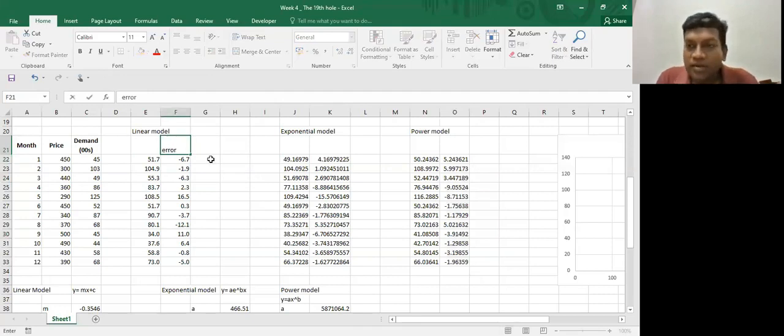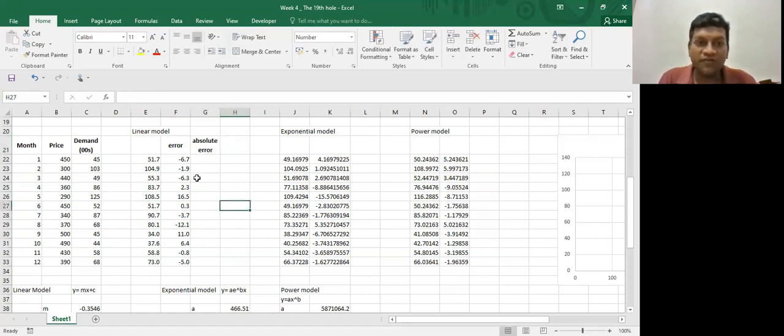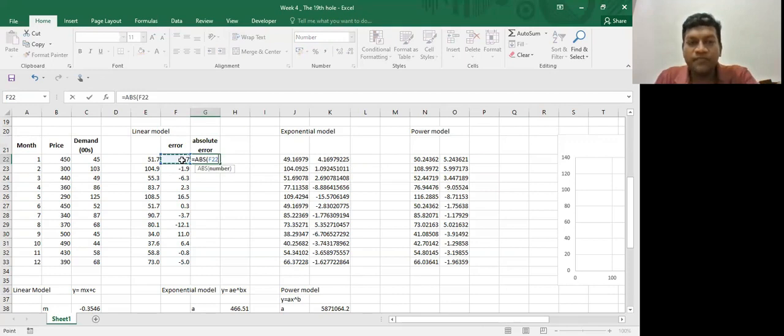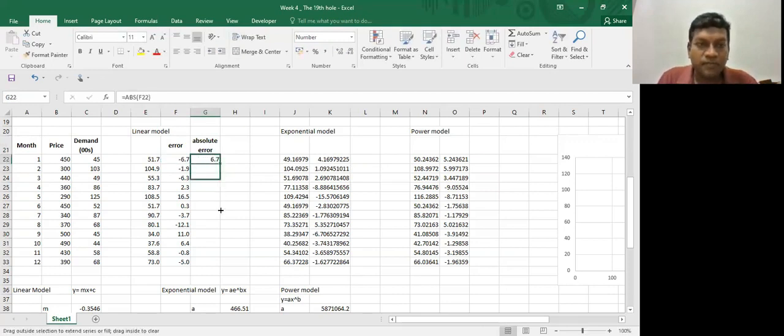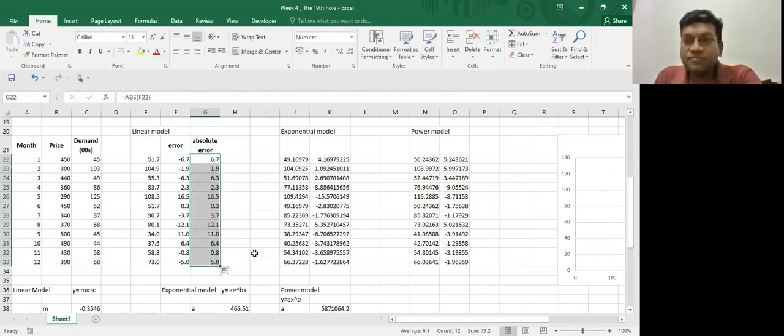Now we need to ensure that the positives don't cancel out the negatives, so let's calculate the absolute error. It is nothing but the absolute value of this, so I would use the function ABS. Now, this is the absolute error. This is the deviation from what the actual value is.